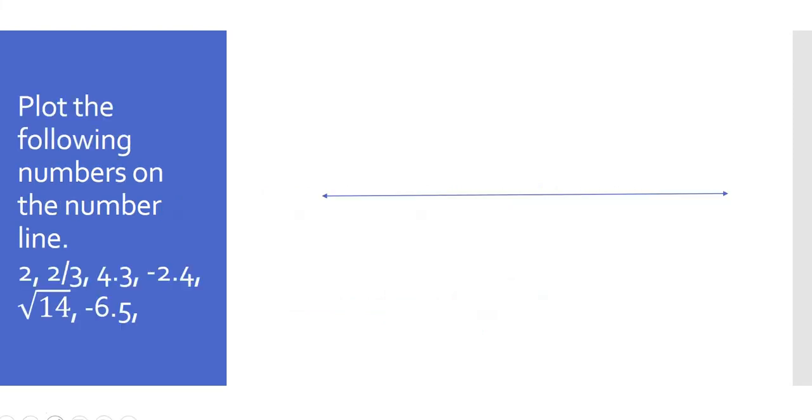So let's plot a few points. Plot the following numbers on the number line. Well, I see that my smallest number is -6.5, so I'm going to make sure I get at least to -7. And my largest number looks like a little bit more than 4. So negative 7, negative 6, negative 5, negative 4, negative 3, negative 2, negative 1, 0, 1, 2, 3, 4, 5. So if I plot at least that many coordinates, I should be able to plot all of the values that I have listed over here.